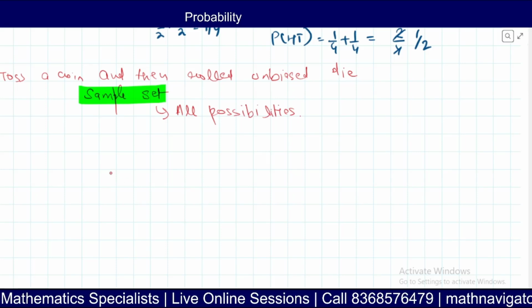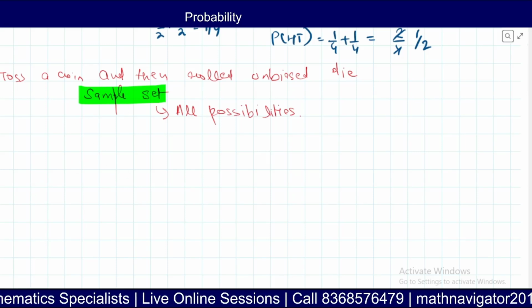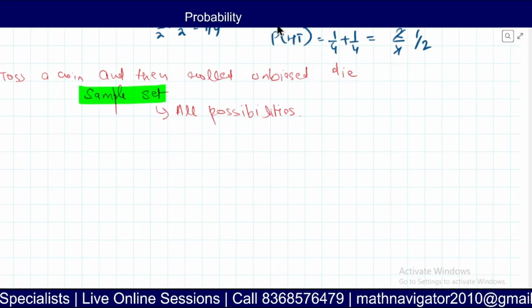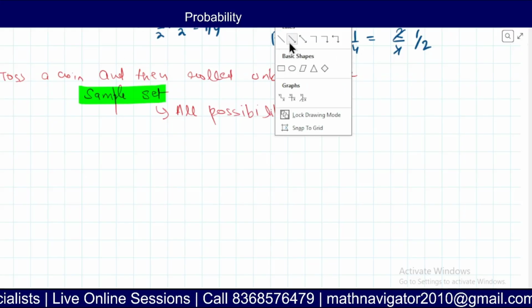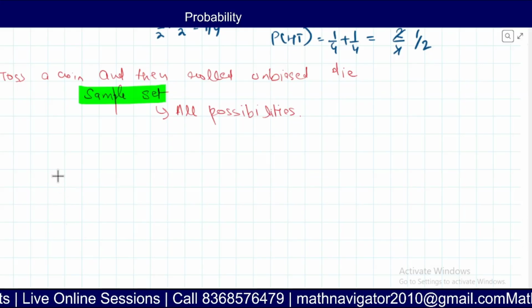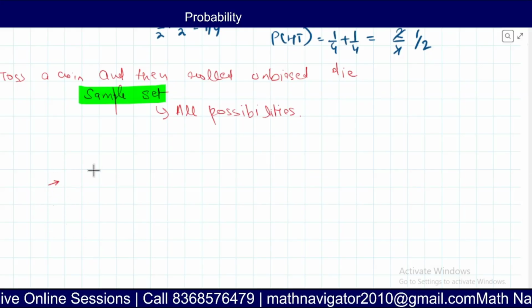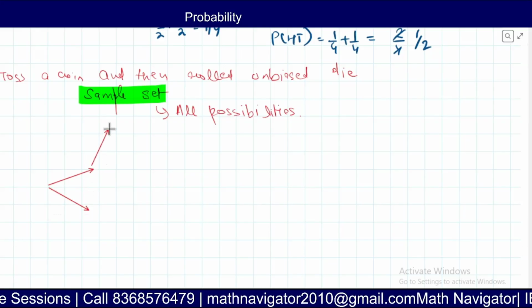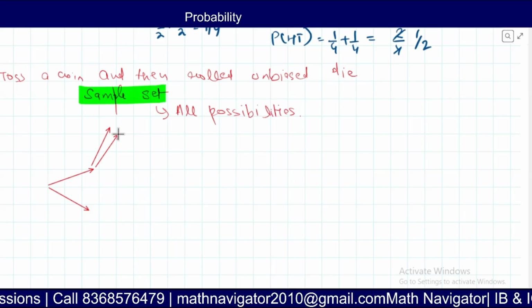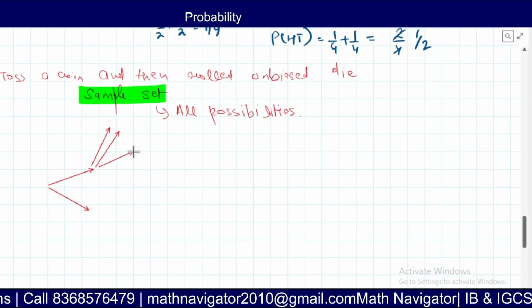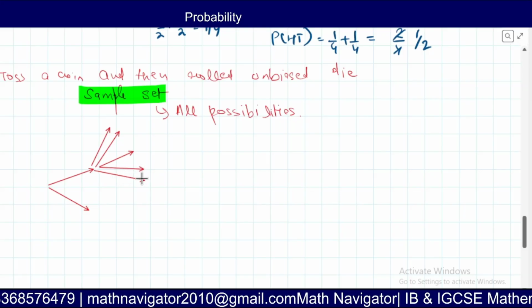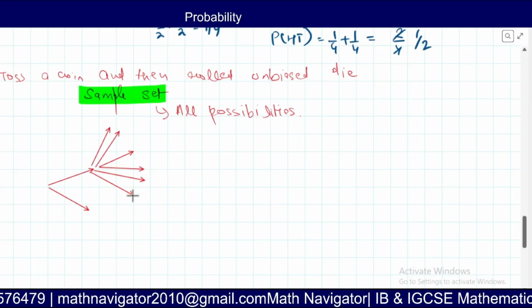Same way, if I'm using a tree diagram, right? So let me use the tree diagram so that you can understand what I am saying. When you are using the tree diagram for the 2 points, you will get this head or a tail, and then you have 6 options. You can get 1, you can get 2, you can get 3, you can get 4, you can get 5, you can get 6, right?